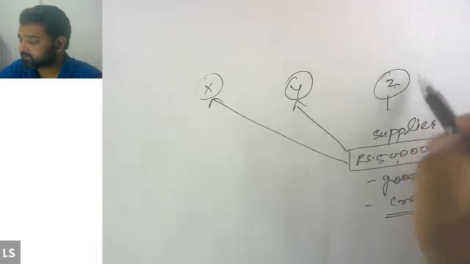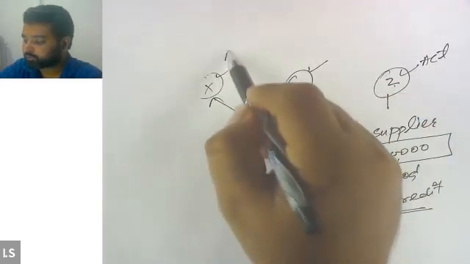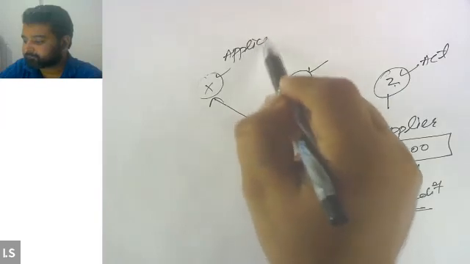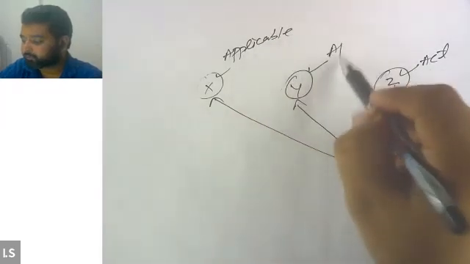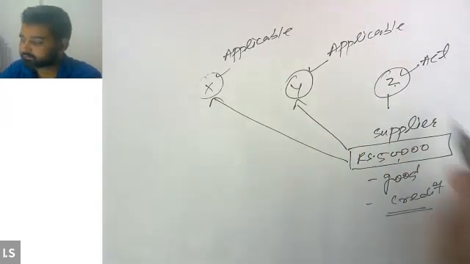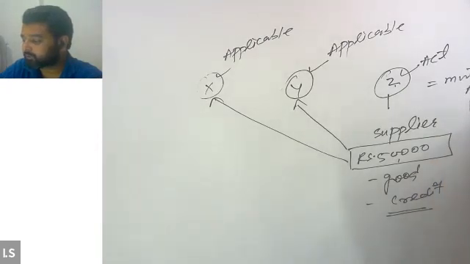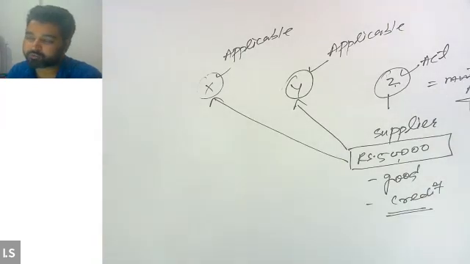In this case, an act performed by this person is applicable to these partners as well. Liability incurred by one partner is applicable to the other partner as well. This is called mutual agency. Mutual agency simply means an act performed by one person will be applicable to the others as well.